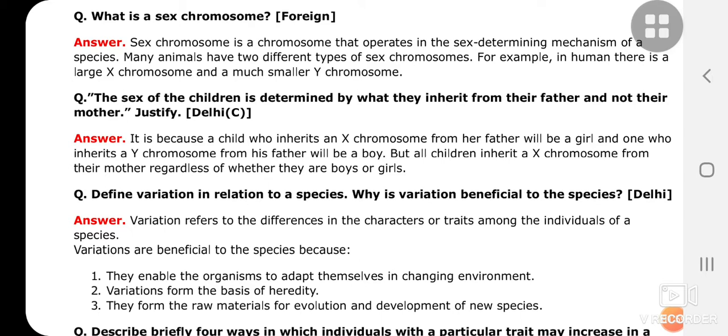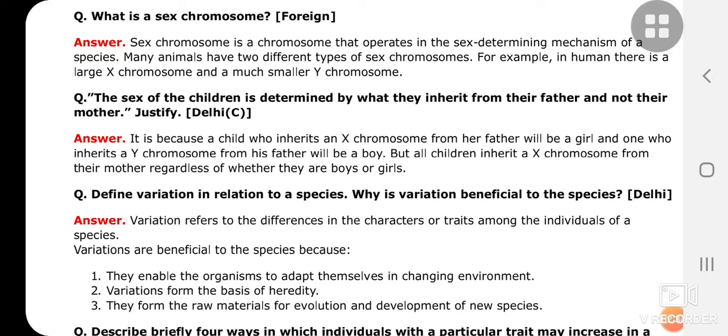The next is, the sex of the children is determined by what they inherit from their father and not their mother. Justify. The answer is, it is because a child who inherits an X chromosome from her father will be a girl, and the one who inherits a Y chromosome from his father will be a boy. But all children inherit an X chromosome from their mother regardless of whether they are boys or girls.